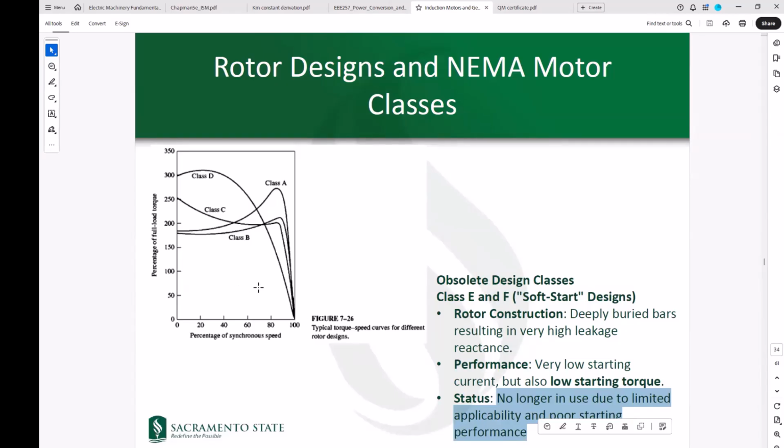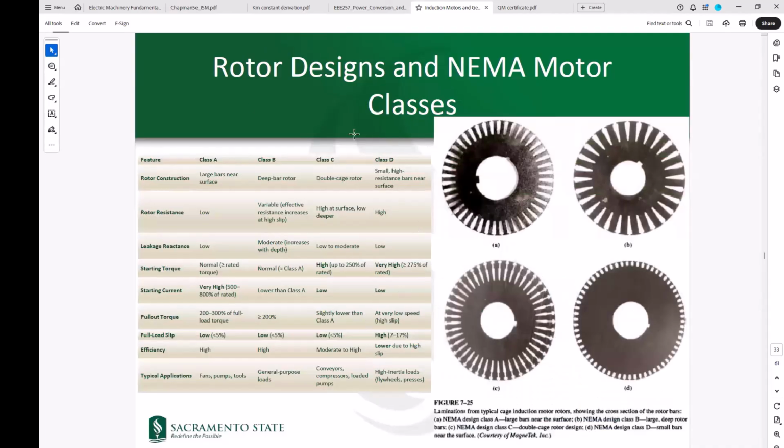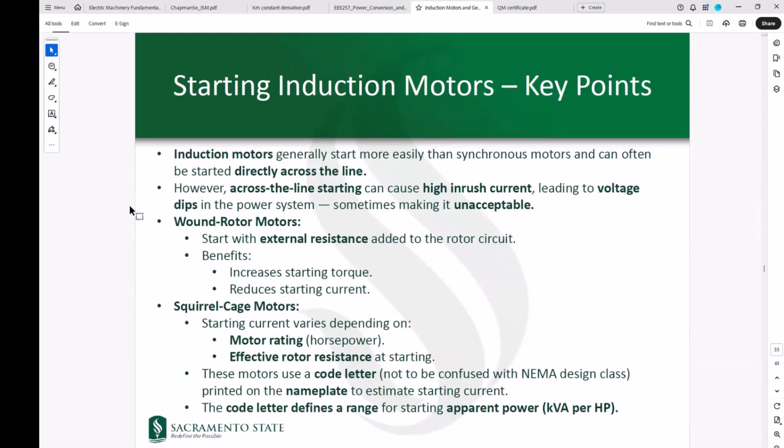So if you want a comparative schematic associated with different designs, this is Class A, Class B, C, and D. And here is a table that summarizes whatever we talked about, the four common classes of induction motor. Now, let's again look at starting induction motors and the key points associated with that.